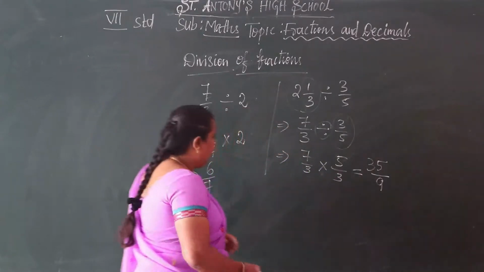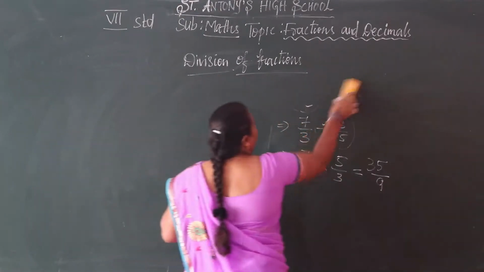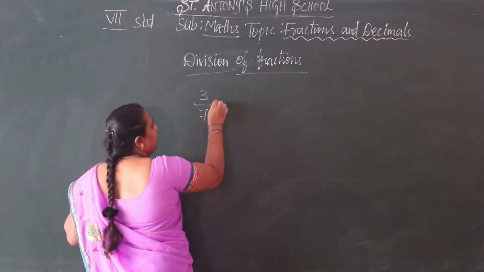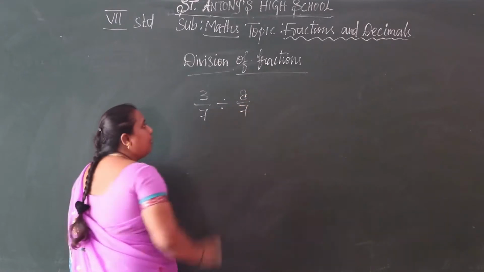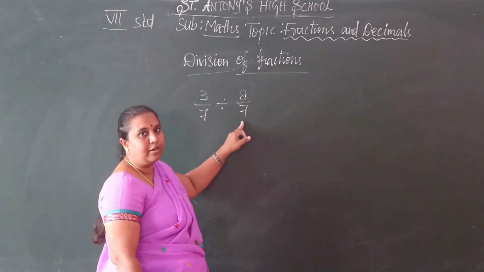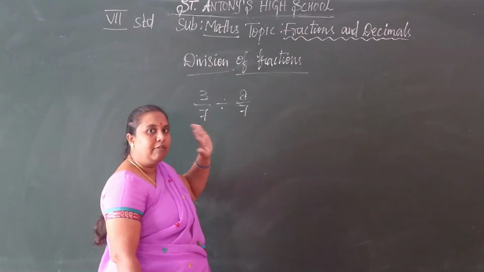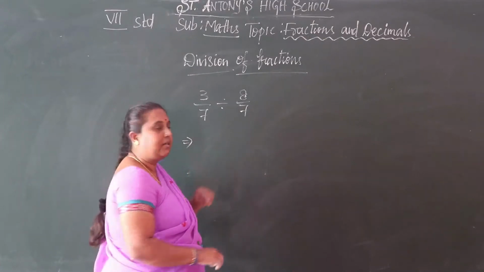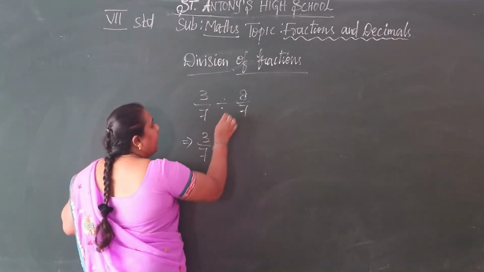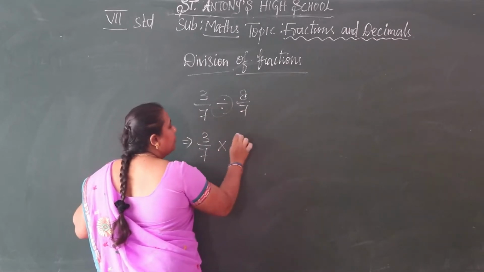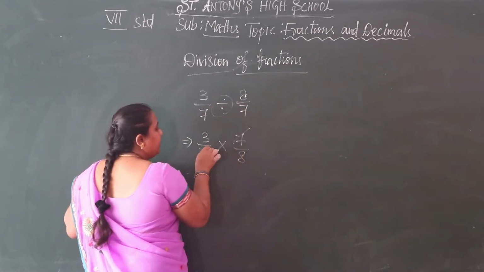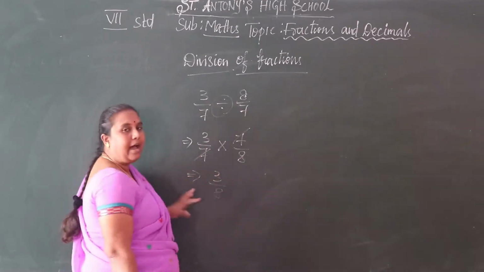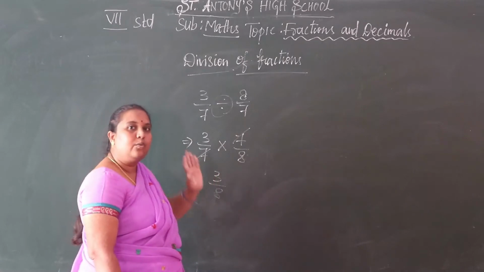3 by 7 divided by 8 by 7. Both the terms have fractional form. So here you can take the reciprocal of any one term. So 3 by 7, and you should change the sign here, into 7 by 8. 7 gets cancelled. So you have 3 by 8 as the answer. Like this we can do.